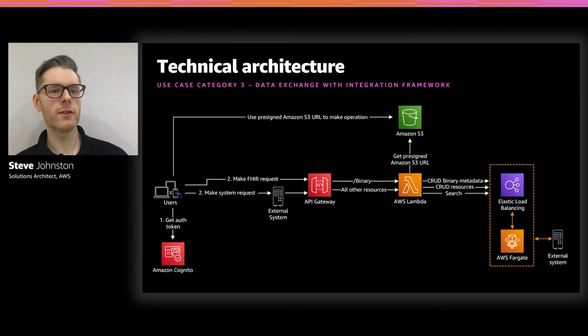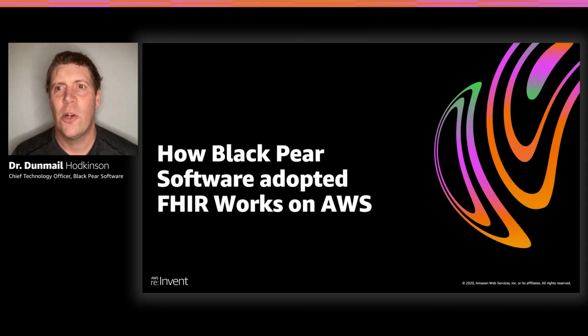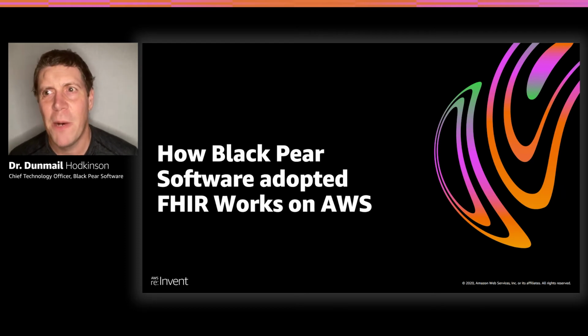Now I will hand over to Dunmil, who will introduce himself and explain how Black Pear Software use FHIR Works on AWS. Thanks, Stephen. My name's Dunmil Hodkinson. By background, I'm actually a research biologist, but I've been building interoperable health information systems since before 2000. I'm currently the Chief Technology Officer at Black Pear Software. We're an SME working with the National Health Service in the United Kingdom. And I'm also the immediate past chair of HL7 UK. It's an affiliate of HL7, which is the international standards organisation that's responsible for a whole series of health interoperability standards, including HL7 FHIR.